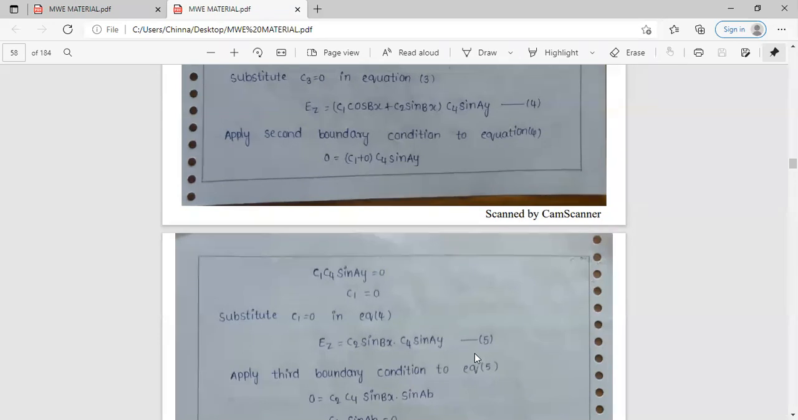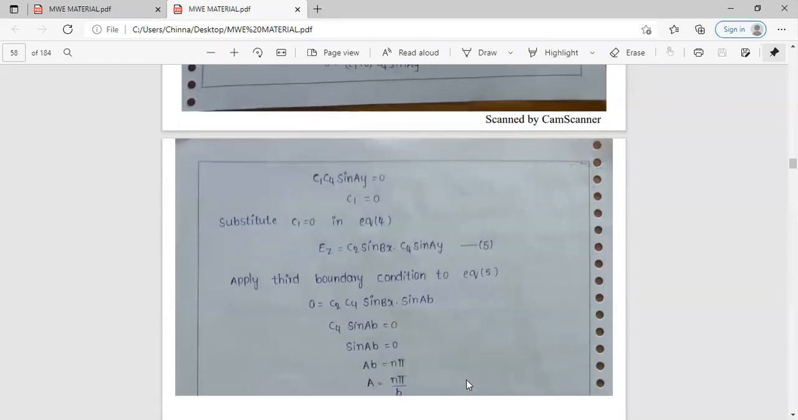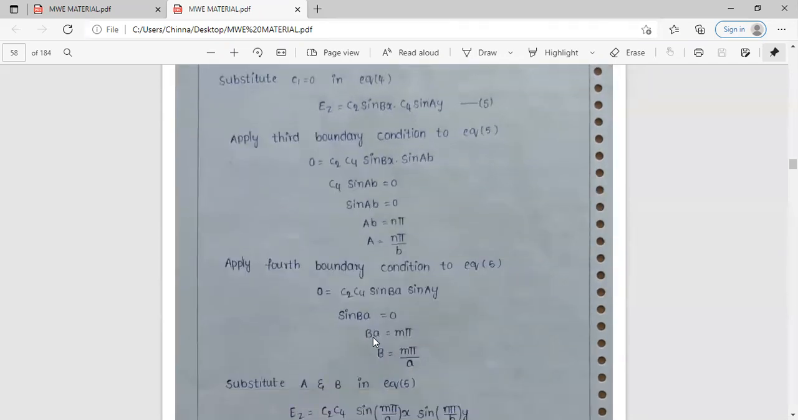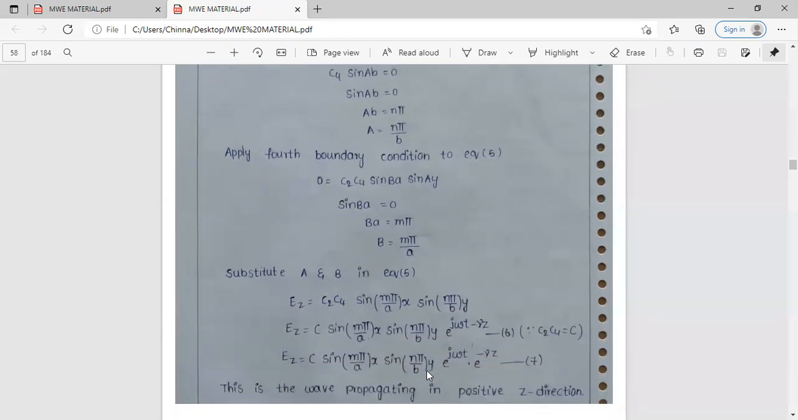So we can apply the third boundary condition. Then we get c4 sin ab is equal to 0, sin ab is equal to 0, ab is equal to n pi, a is equal to n pi by b. This is the boundary condition for the a value. You can find out the b value also. Similarly, apply the fourth boundary condition for the equation number 5. So applying the fourth boundary condition to equation number 5, then sin ba is equal to 0, ba is equal to m pi, b is equal to m pi by a. So you can substitute the a and b value in equation number 5.